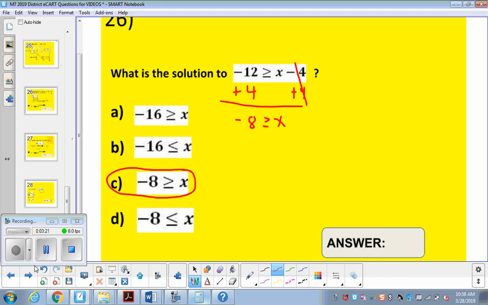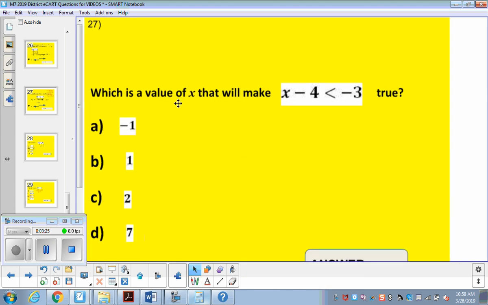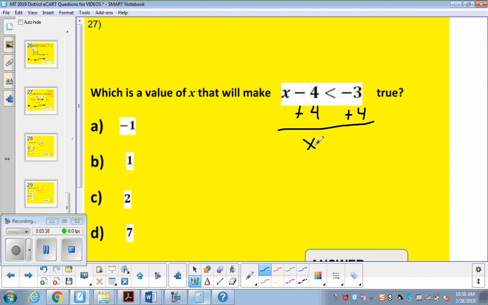All right, we have one more inequalities problem to review, and it's question 27 here. It wants to know which one of these is a value of x that will make this true. Now we're going to be really careful here when we solve. We're going to add 4 to both sides. We're going to be very careful here because we get that x is supposed to be less than 1.